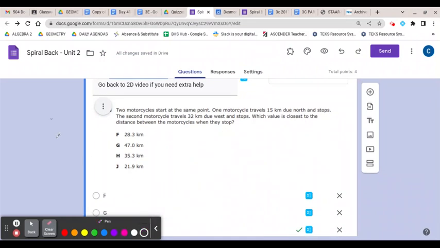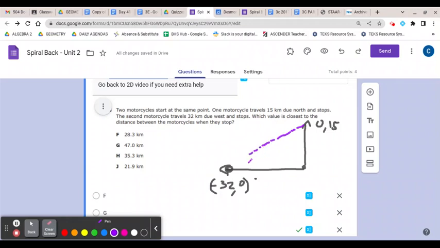Okay, next problem, distance formula. Two motorcycles start at the same point. We'll say the point that they start at is 0, 0. One travels 15 kilometers north, so that point is really going to be 0, 15. The second motorcycle travels 32 kilometers west, so that point is going to be -32, 0. Which value is closest to the distance between the two motorcycles after they stop? So we're trying to find this distance right here.